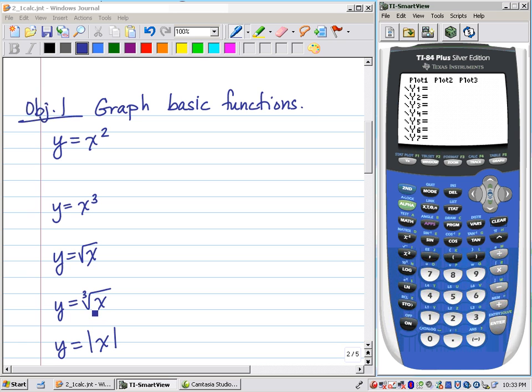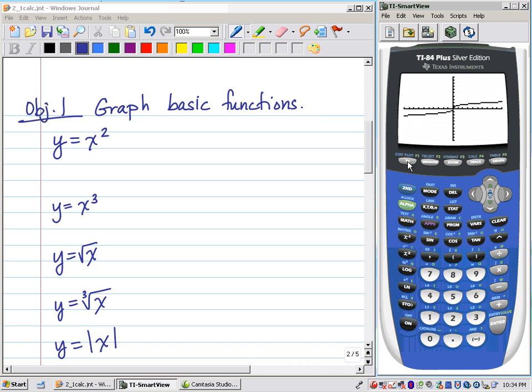To graph the cube root function, y is equal to the cube root of x, we have to go to another menu to get the cube root key. If we press the math key, do you notice option 4 is the cube root? So if we press 4 and then type in x and close parentheses, we'll get the cube root of x.